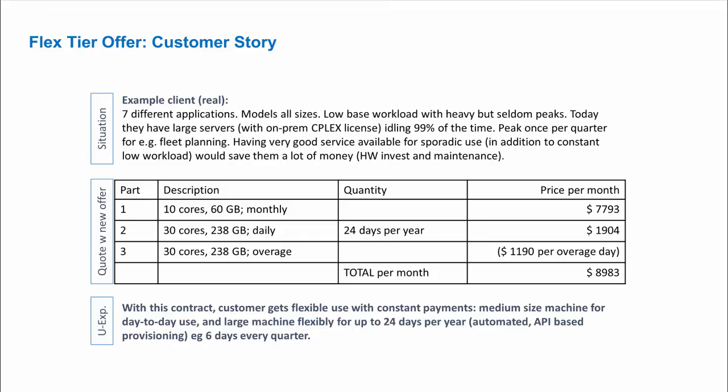Line item 2 adds a very flexible subscription. With this one, the customer buys 24 days of use within the contract period of 1 year. He is completely flexible when to use these 24 days throughout the year, while he has plannable monthly payments. Line item 3 is a so-called overage part that is necessary in addition to item 2 in case usage runs over the contracted usage. With this contract, the customer gets flexible use with constant payments, medium-sized machine for day-to-day use, and a large machine flexibly for up to 24 days per year, for example 6 days every quarter. In the remainder of this presentation, I will give you more details on how all this works.